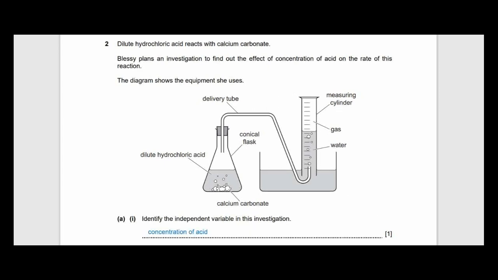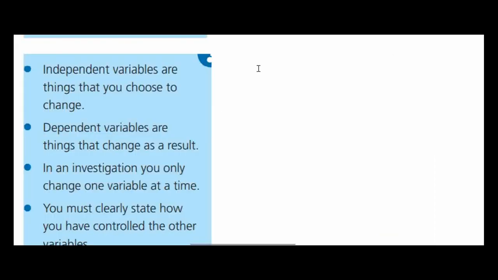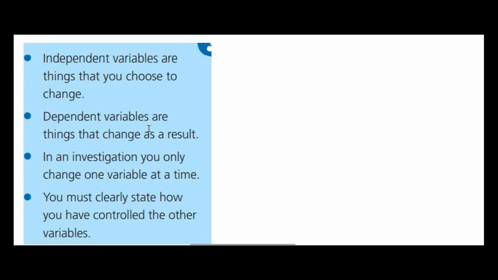Alright, here we go. The independent variable in this investigation is the concentration of acid, as the question asks about the effect of acid. It means Desi will change the concentration of acid. The factor that we change is the independent variable. So guys, these are some notes about independent variable and dependent variable, so you may get a clear concept of that.